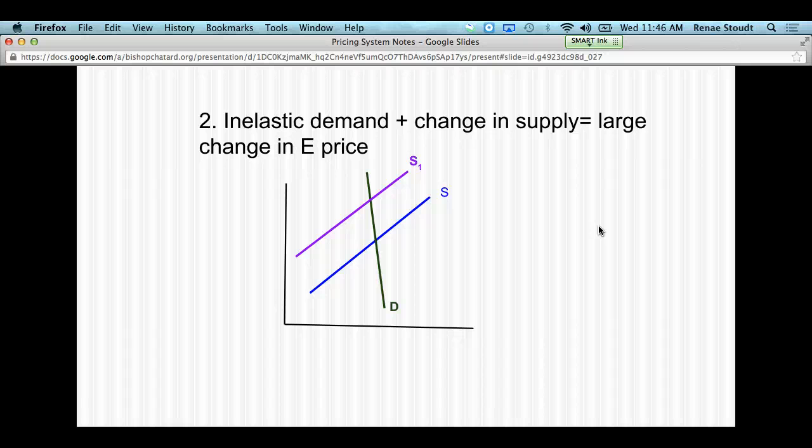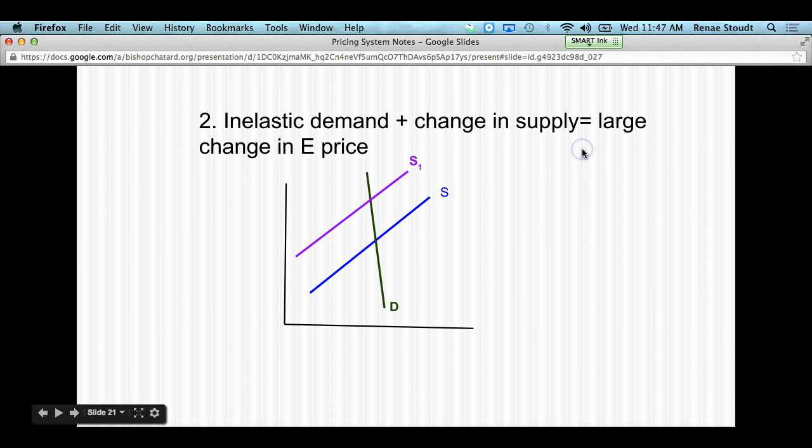Now, all I did here was I literally copied and pasted my supply curves. I just changed the demand curve. Just changed the slope of the demand curve. So the difference between how much my supply curve moved is the same as the last slide, okay? But what I want you to pay attention to is how much my price changed, okay?